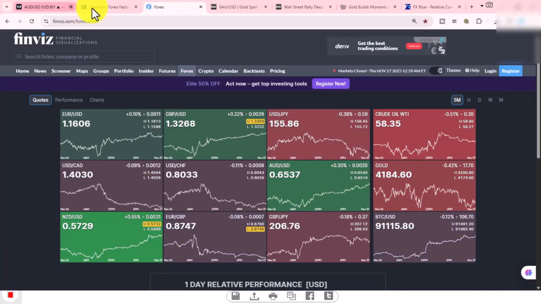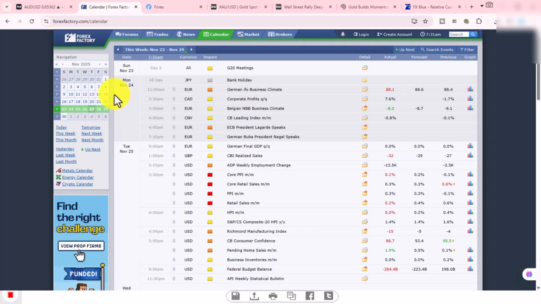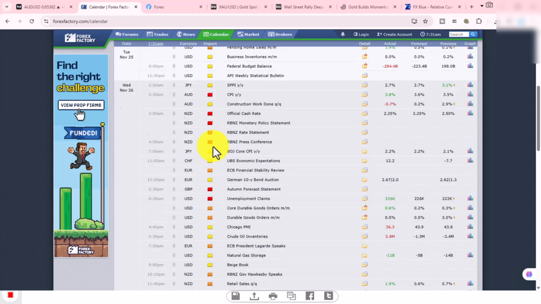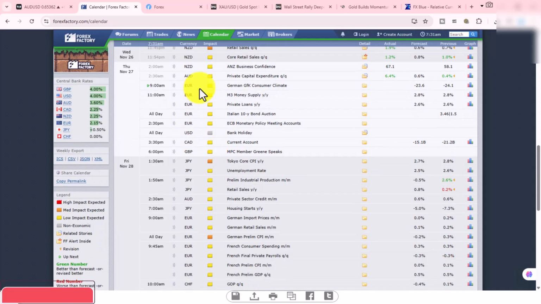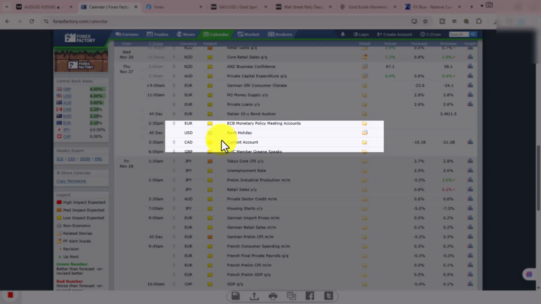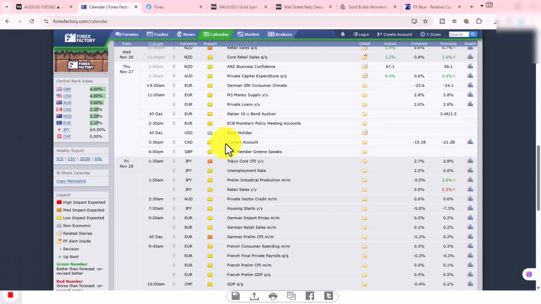So yeah, any news today? Today's Thursday, and no news today. So it's a bank holiday as well. So market won't be volatile, but currencies traded against the US dollar can go to the upside.